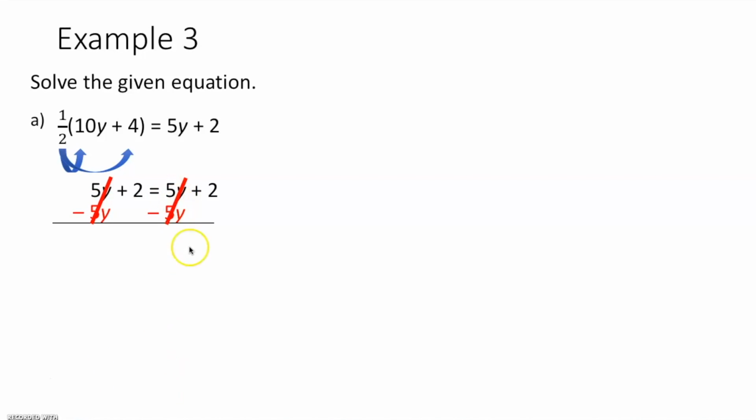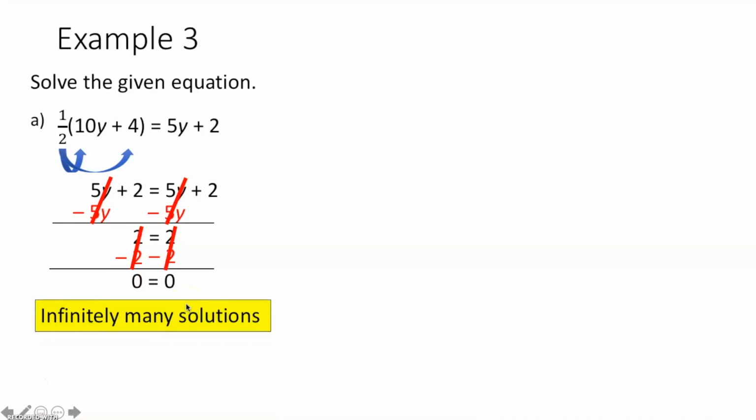These cancel out and these cancel out. So what happens is we're left with 2 is equal to 2. So right away, you already know this is going to be infinitely many solutions. But if you wanted to, you can also subtract 2 on both sides, moving our constants to the right, and we get 0 is equal to 0, which again confirms that it's infinitely many solutions.